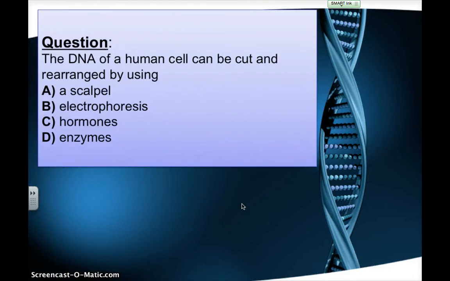Also, one last question. The DNA of a human cell can be cut and rearranged by using what? A, a scalpel, B, electrophoresis, C, hormones, or D, enzymes. What do you think is the correct answer here? Hopefully you guessed D, enzymes. Remember that restriction enzymes are used to cut the DNA.